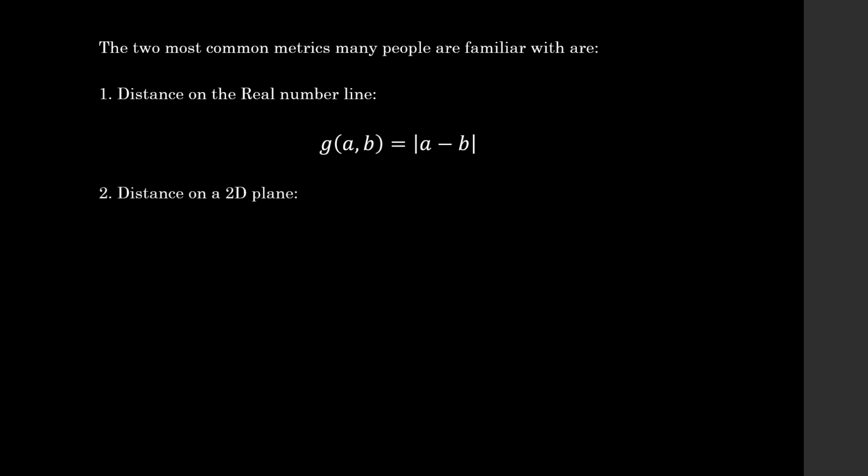The 2 most common metrics many people are familiar with are the following. 1, distance on the real number line. So we have a metric composed on a and b, and that just is given by the absolute value of a minus b, a very basic definition of distance, at least in terms of a real number line. 2, distance on a 2-dimensional plane.